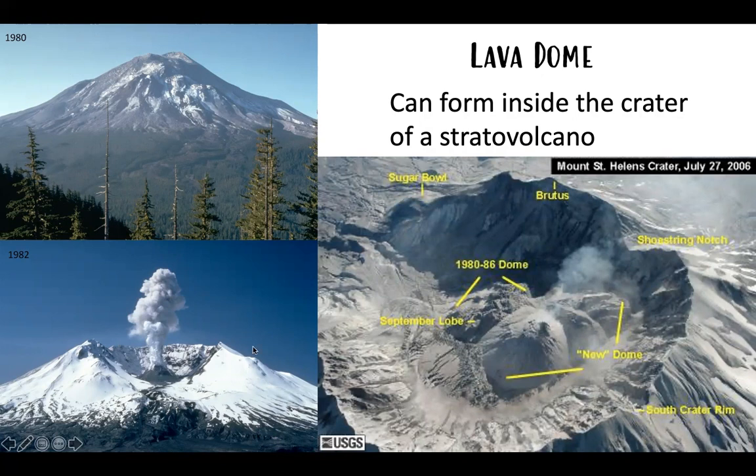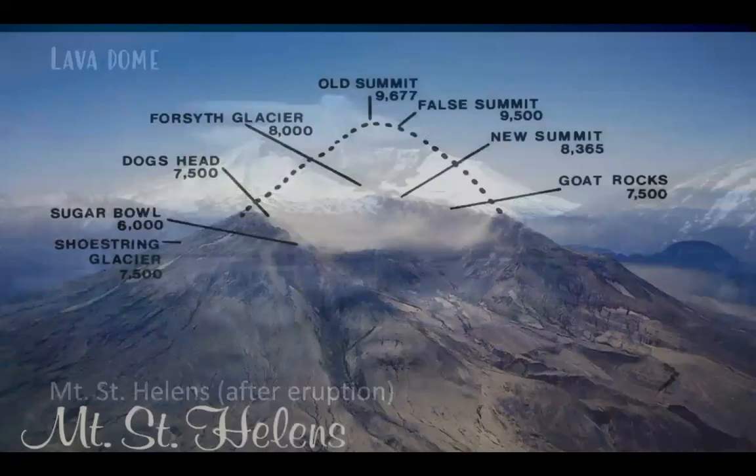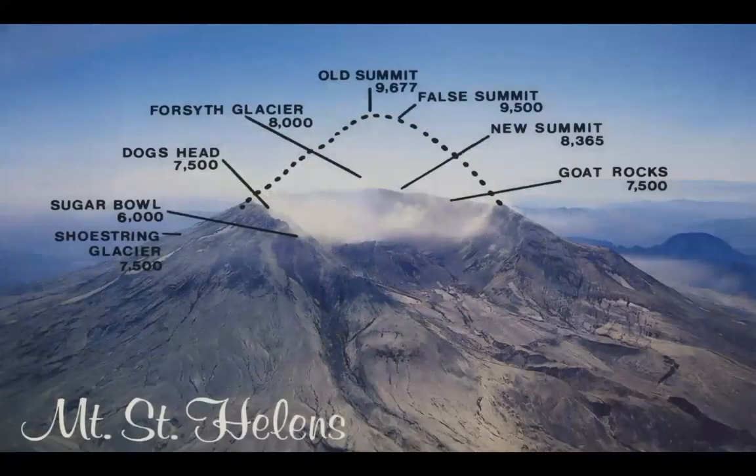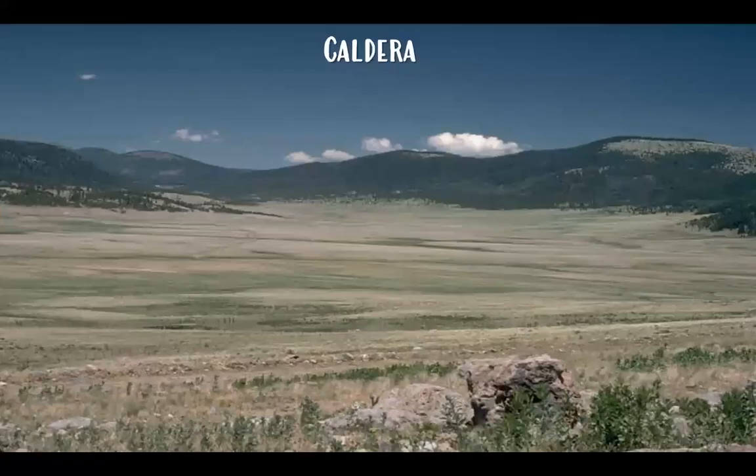The eruption happened in 1980. By 1982 you could see it. It kept growing until about 1986, and then it stopped. Isn't it pretty? All right, so examples of lava domes after the eruption of Mount St. Helens. And that's what it looked like, how much of it blew off. And then the lava dome at Mount Lassen in California is another cool one you can visit.